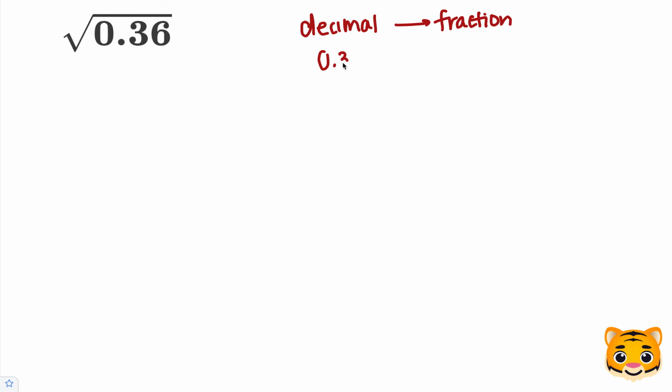In this case, our decimal is 0.36. To figure out how to turn this into a fraction, we want to look at our furthest decimal place value, which is hundredths place. So we'll write 36 over 100. Now that we have our fraction, we can rewrite the square root of 0.36 as the square root of 36 over 100.